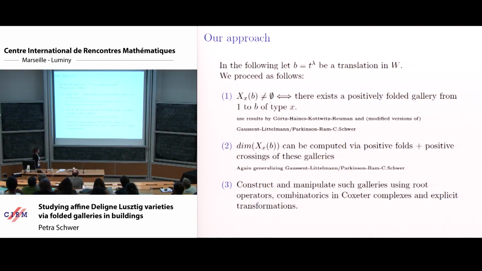And then, and we've already done this today, you construct and manipulate examples of positively folded galleries of a certain type that end in a certain translation B. Okay? So you reduce non-emptiness and dimensions to positively folded galleries. And with what I've shown you in the previous part of the talk, we can now start proving theorems.